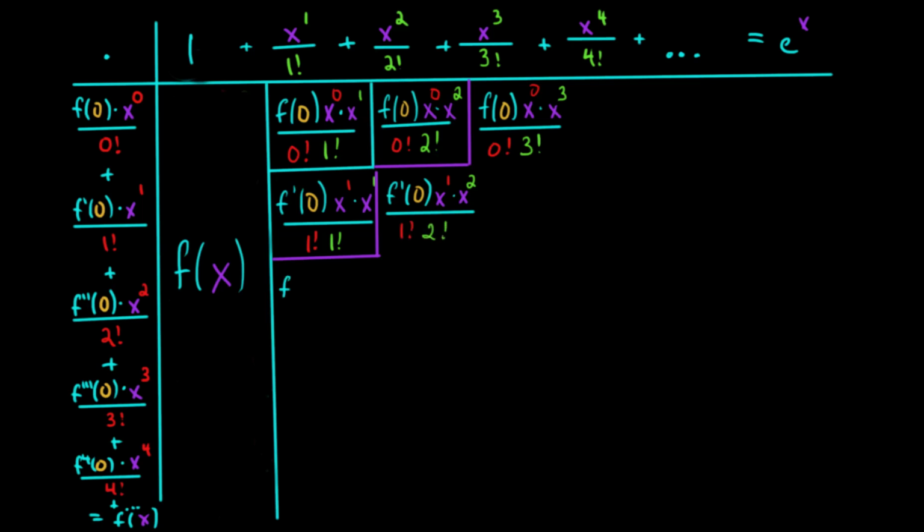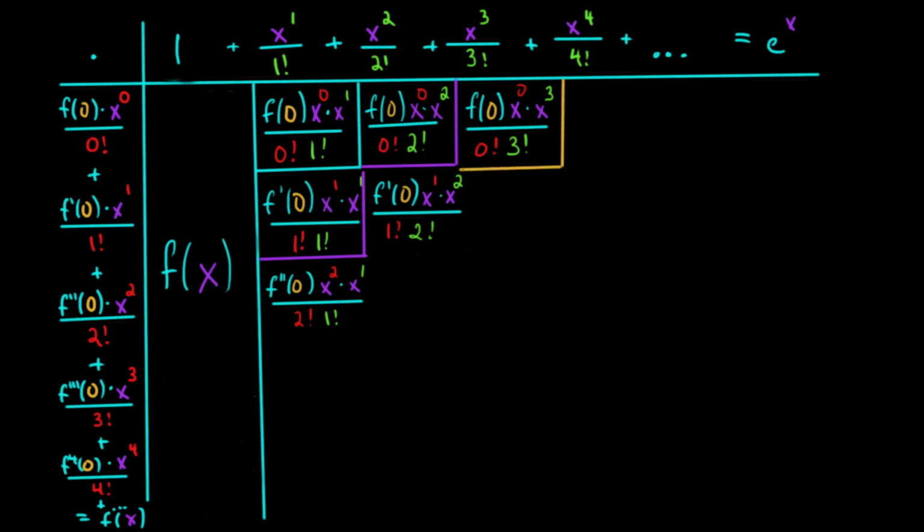And then moving down to the left along the diagonal, the last term in this grouping will be f double prime of 0 times x squared times x to the first over 2 factorial times 1 factorial. So I'll put another box around these terms together as a group.